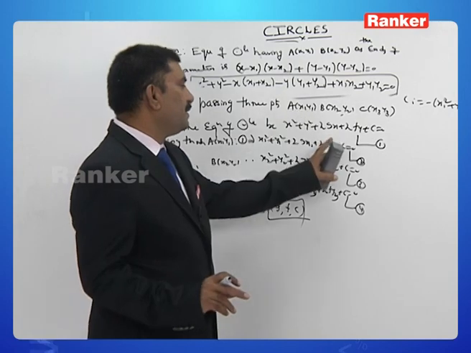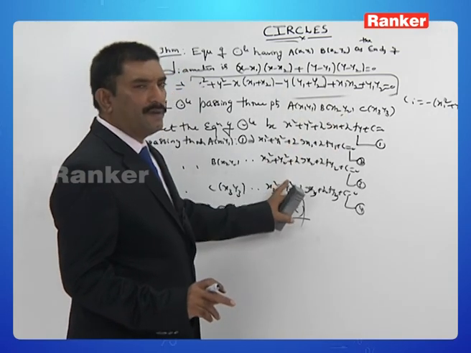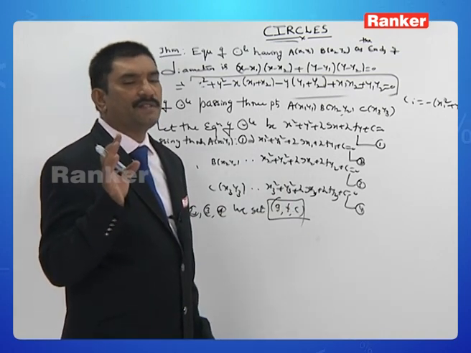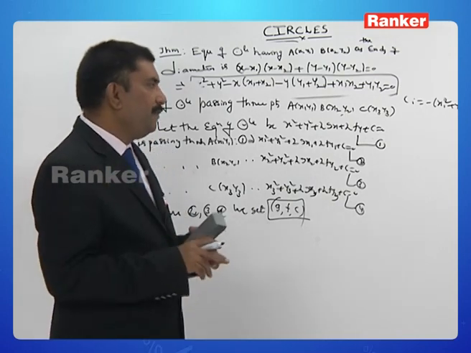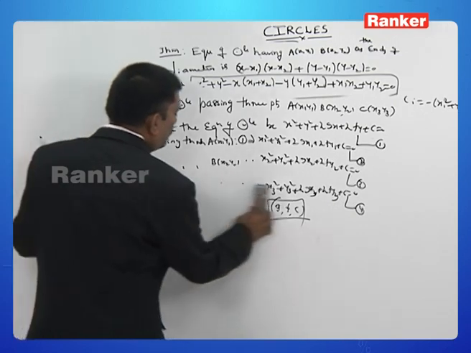Consider the general equation. This general equation is passing through 3 points. We have 3 equations. Solving them, we get 3 independent constants g, f, c. There is another method. What is it? The third method. What is the third method?